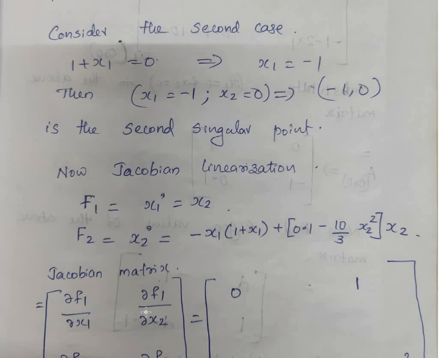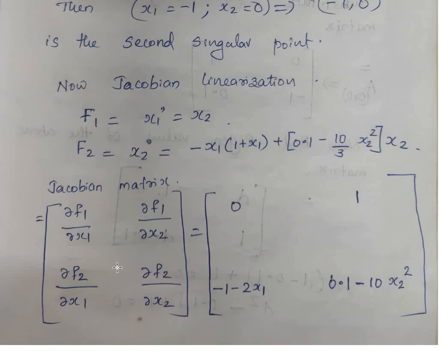So, in Jacobian linearization, we are selecting two functions f1 and f2. This f1 is the first state equation, that is x1 dot is equal to x2. That is our function 1. Function 2 is our second state equation, that is x2 dot equal to minus of x1 into 1 plus x1 plus 0.1 minus 10 by 3 x2 square into x2. So, these are our two state equations. Now, we have to find a Jacobian matrix.